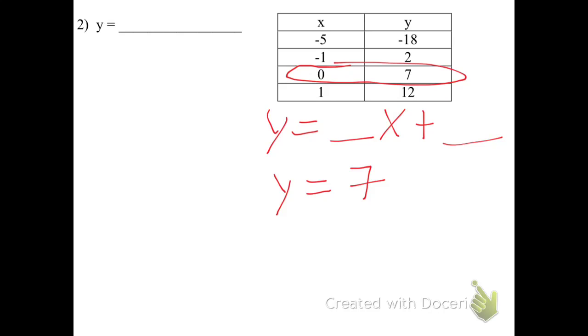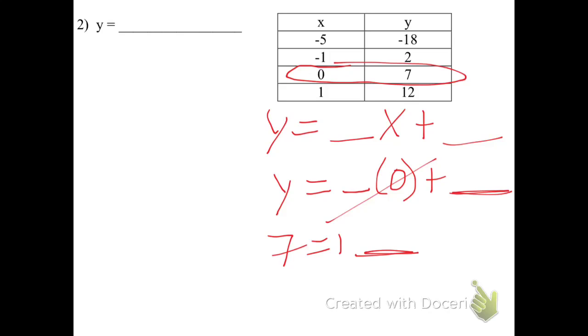And like I said, if you plug it in, here, let's put the space and then 0, plus another space. This all has to equal 7. Well, this first part doesn't matter. Anything times 0 is 0. And so the blank, the second blank, the plus blank, has got to be 7. So, we're going to put 7 here. We got to add that.